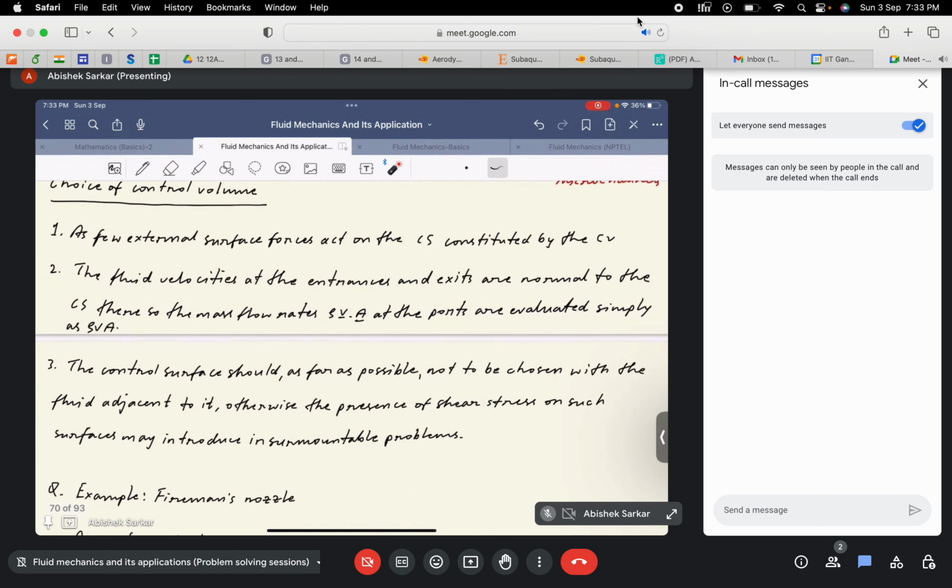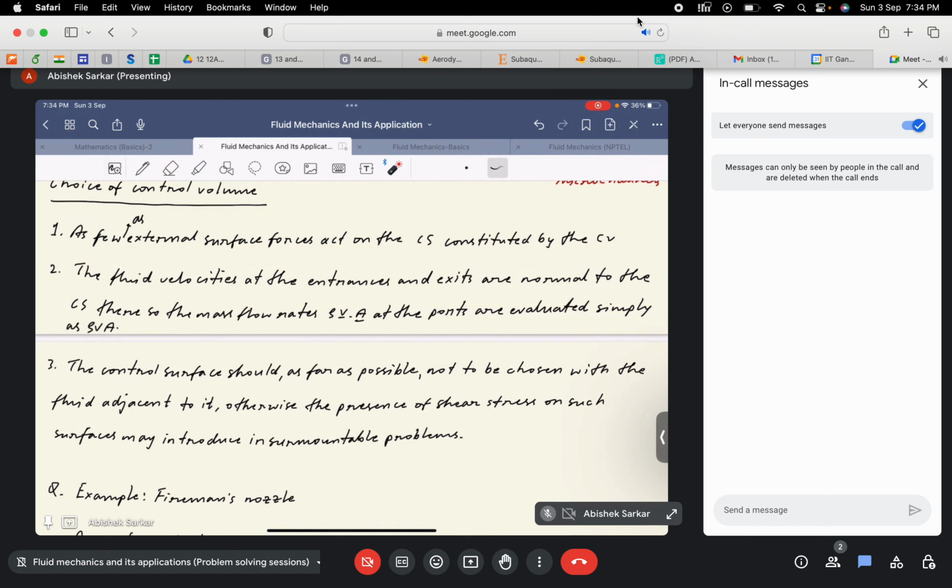And this is also important, and actually this should be S few S. So, external surface forces act on the control surface constituted by the CV. The choice of control volume should be such that there are the least areas or sections of the control surface on which the surface forces may act, say the shear stresses or pressure. So we would like to choose a control volume which would help us ignore the interactions because of shear stresses or pressure that may act on the fluid if we have chosen certain kinds of control volumes.